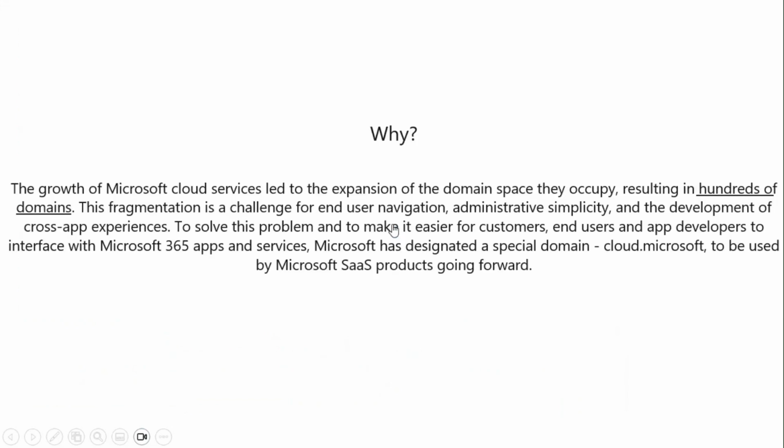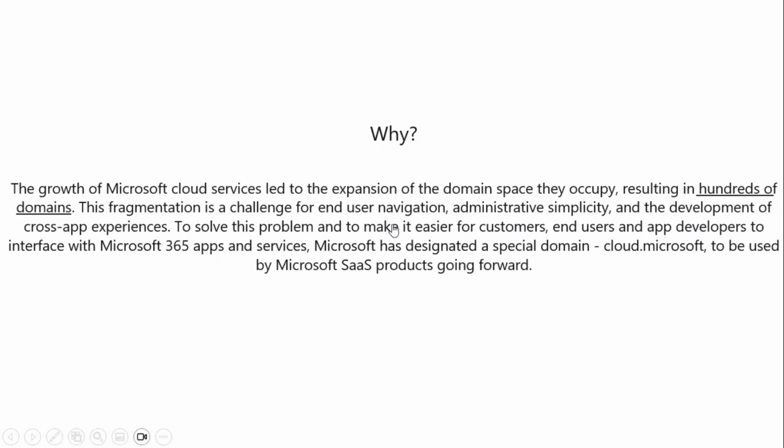Why this change? The growth of Microsoft cloud services led to the expansion of the domain space they occupy, resulting in hundreds of domains, like I have showcased. This fragmentation is a challenge for end user navigation, administrative simplicity, and the development of cross-app experiences. So to solve this problem and to make it easier for customers, end users, and app developers to interface with Microsoft 365 apps and services, Microsoft has designated a special domain, which is cloud.microsoft. So that's basically the change.